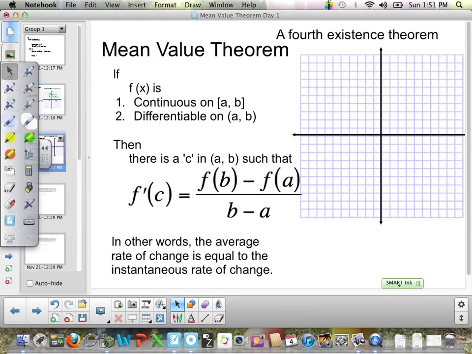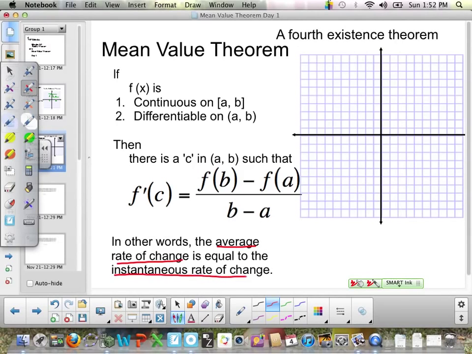The mean value theorem, there's two conditions for use. It must be continuous and it must be differentiable. And this one's a big one. All right? The conclusion here is that there is a C in the open interval AB, such that F prime of C equals F of B minus F of A over B minus A. Now, in other words, the average rate of change is equal to the instantaneous rate of change.